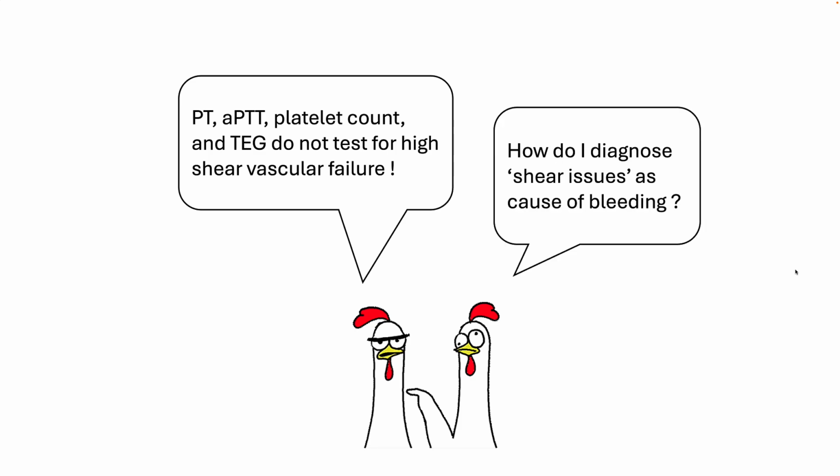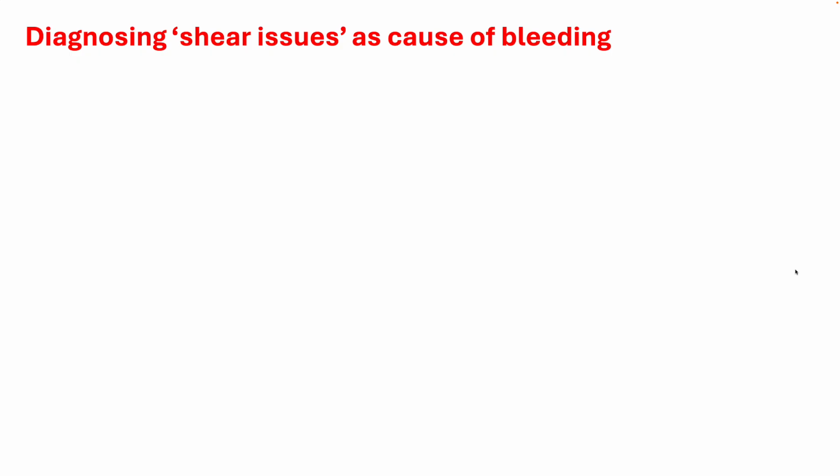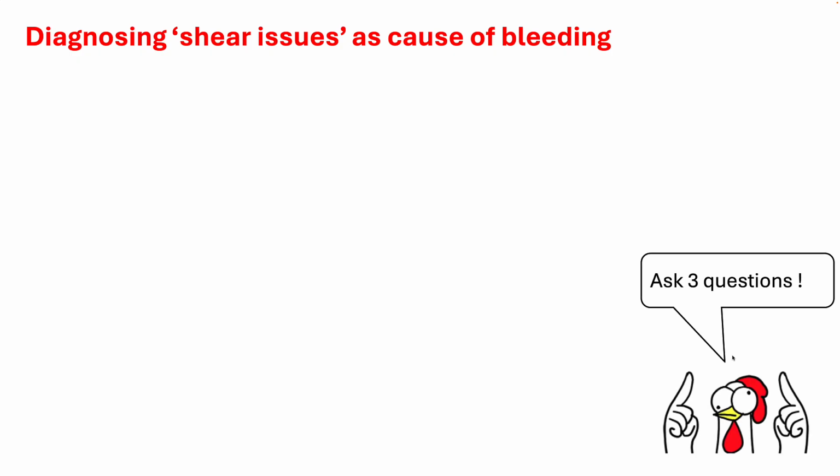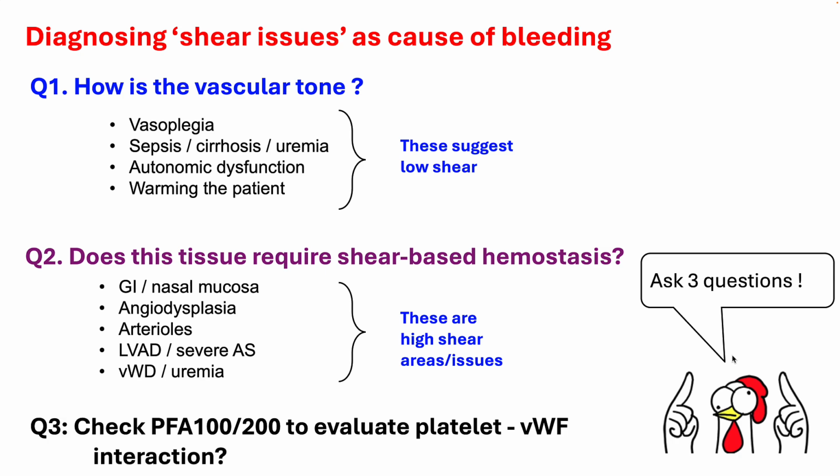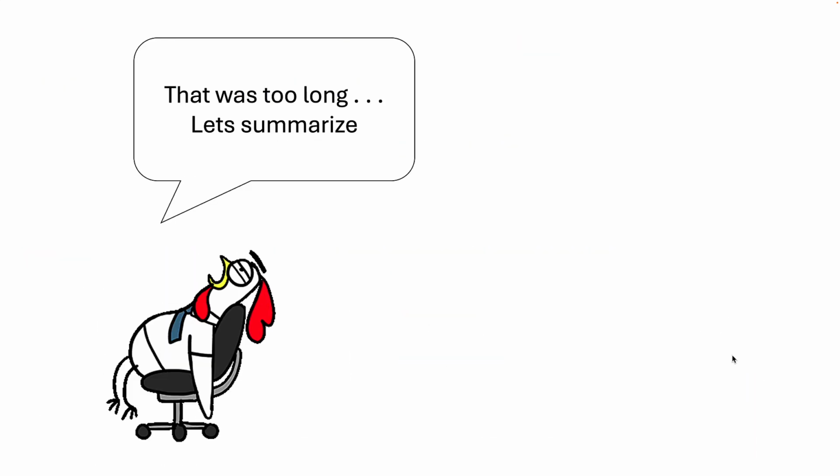So how do you figure out if shear issues are the cause of bleeding? To go on about diagnosing shear issues as a cause of bleeding, you have to be both clinical and use some tests. First, you have to figure out if the bleeding in your patient is low shear bleeding or high shear bleeding. So the patient with angiodysplasias, arteriolar bleeding, LVADs, aortic stenosis, these are high shear areas with high shear bleeding, versus patient with vasoplegia, autonomic dysfunction, sepsis, etc. These are low shear bleeding. You can check your PFA 100 to evaluate the platelet von Willebrand factor interaction.